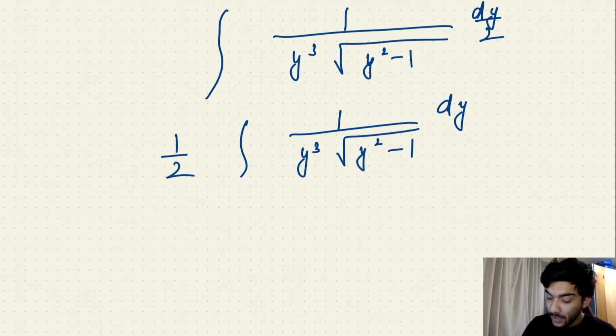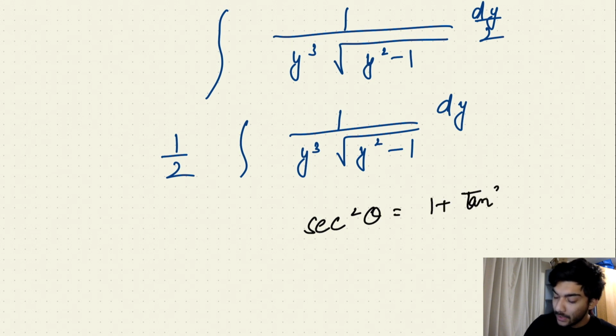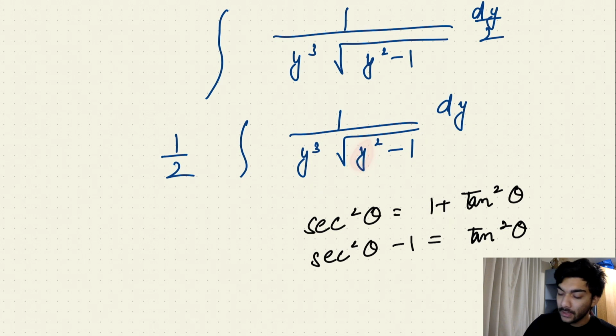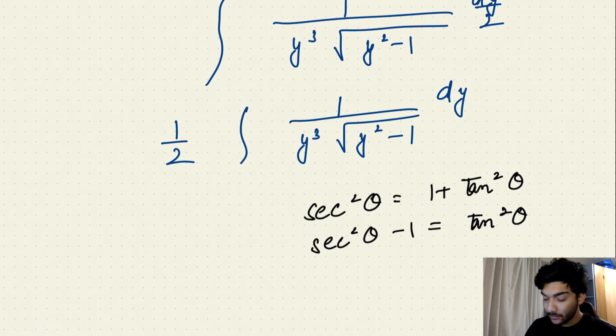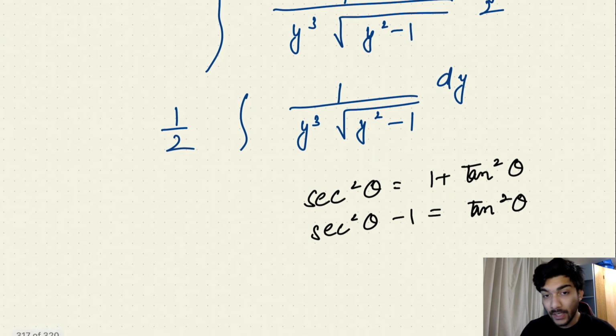So in this case, you can see a y square minus 1 term, and you also know the relation between secant square theta and tan square theta, which is, you know that secant square theta is 1 plus tan square theta. So secant square theta minus 1 is tan square theta, right? So that is why in this case, if we'll take our y to be secant theta, this term will become secant square theta minus 1, right? Which can be easily transformed to tan square theta, and then we can easily simplify this square root expression over here as well, right? So that is why let's take y to be secant theta and see if we can simplify our integral further.